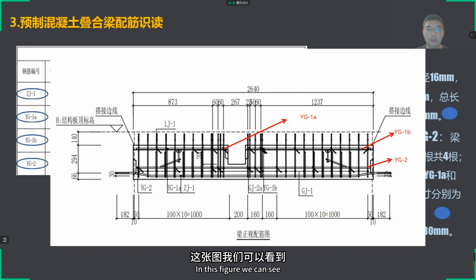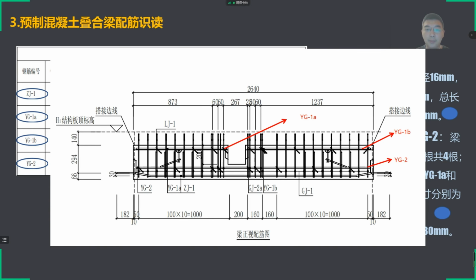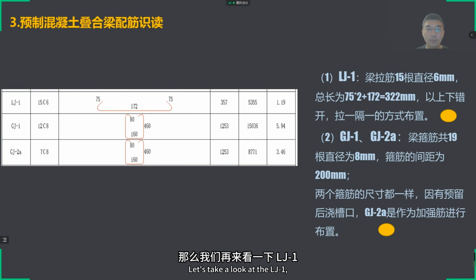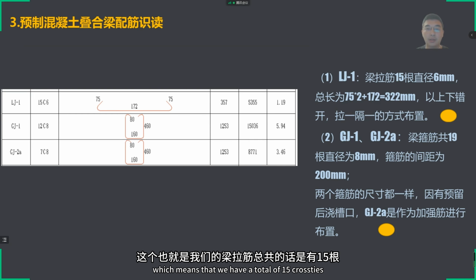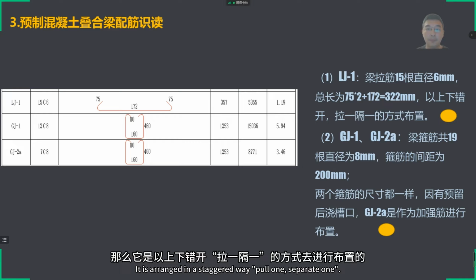In this figure, we can see the red arrow corresponding to YG1A, YG1B, and YG2. If we don't have a postcast notch, then it should be a total of 4 girders instead of the total of 6 now. Let's take a look at the LJ1, which means that we have a total of 15 cross ties, 6 mm in diameter and 322 mm in length. It is arranged in a staggered way. Put one, separate one.